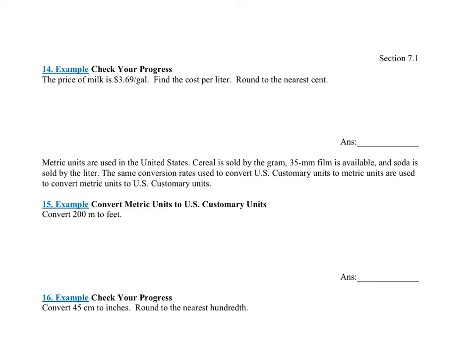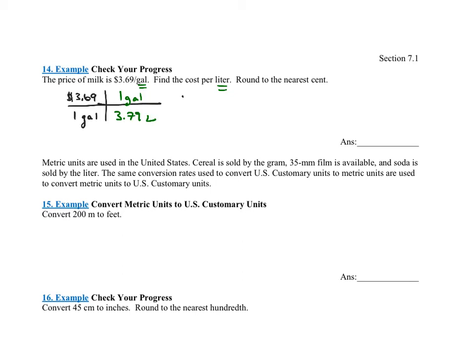It says the milk was $3.69 per gallon. Find the cost per liter. So what do you start with? Start with what you're given. You're given $3.69 for 1 gallon. Again, we need to convert this to the cost per liter, gallons to liters, and we already did this on the previous problem. We know that 1 gallon is the same thing as 3.79 liters.